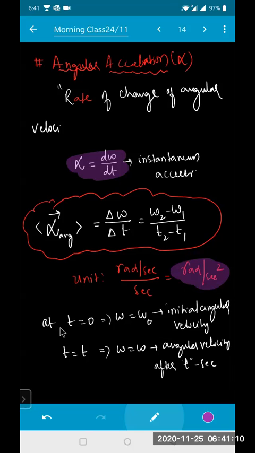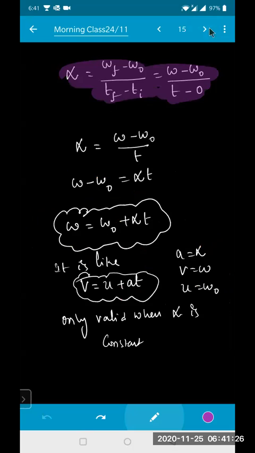At t equals 0, omega is represented by omega naught, which is known as initial angular velocity. And at t equals t, omega is represented by omega, that is the angular velocity after a certain interval of time. So alpha will be equal to omega final minus omega initial, that is omega naught, divided by t final minus t initial. That means omega minus omega naught divided by t. So ultimately alpha is equal to omega minus omega naught divided by t.